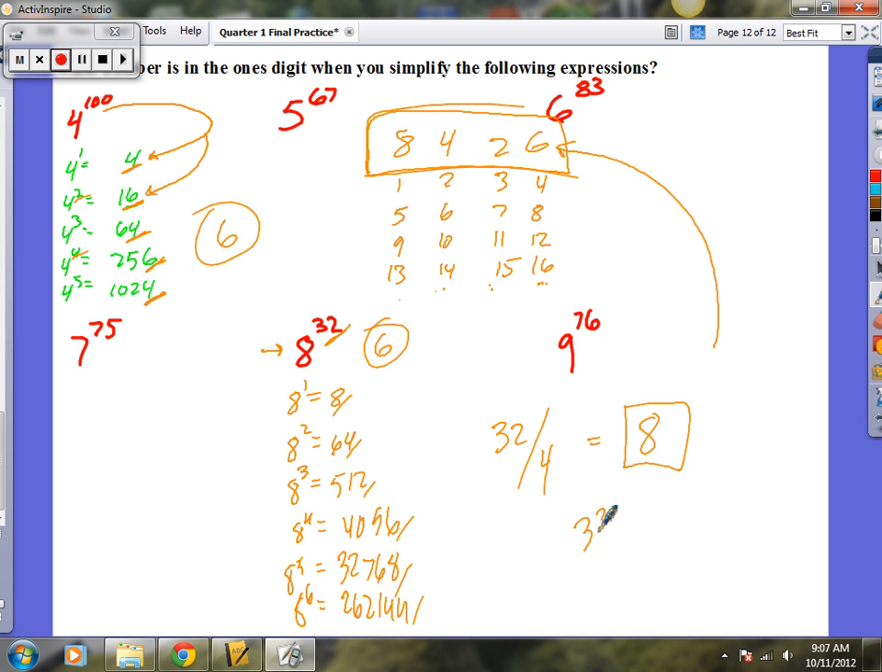So 33 would be this. If you do 33 divided by 4, that's 8.25, or 8 1/4. So it would cycle through 8 times, and then 1/4 would be your first of the 4 digits. So 8 to the 33 is going to end in an 8.